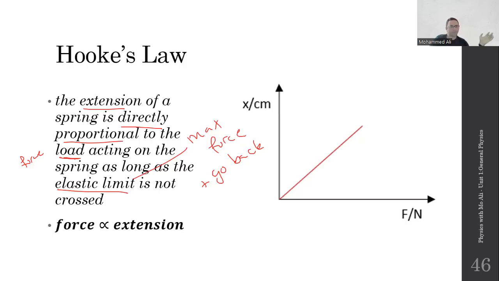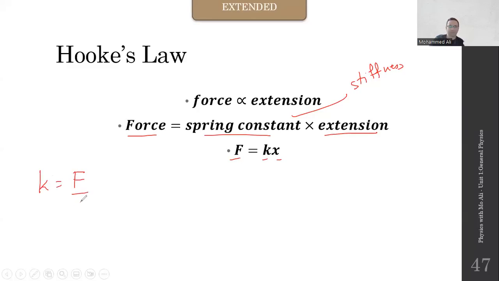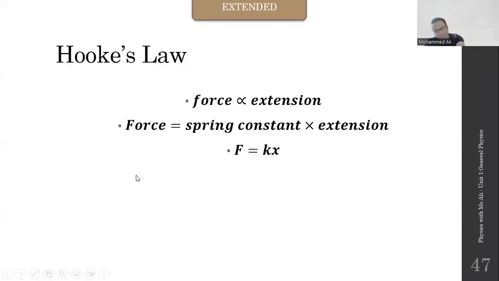That's the elastic limit. Now, from Hooke's law, we have a very simple equation. It says that force is equal to spring constant times extension, F equals kx. The spring constant has a second name. We sometimes call it the stiffness of the spring, how stiff a spring is. If you want to calculate it, k is equal to F over x. Nothing special here. Just keep in mind the units. If the force is in newtons and x is in centimeters, for example, then it's newtons per centimeter, or newtons per millimeter, and so on.